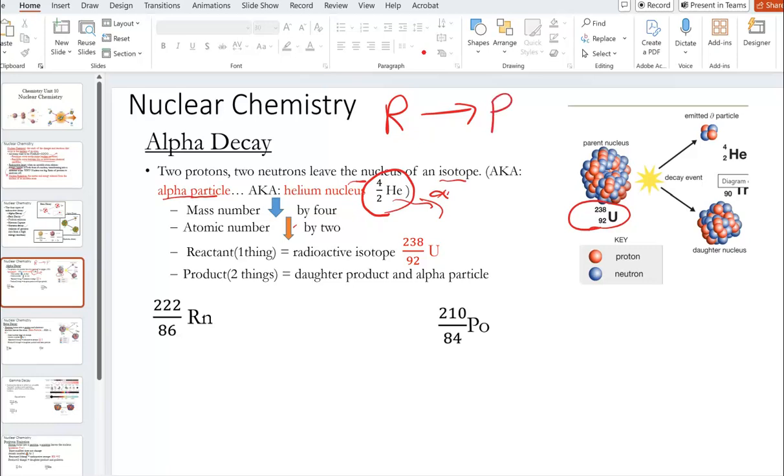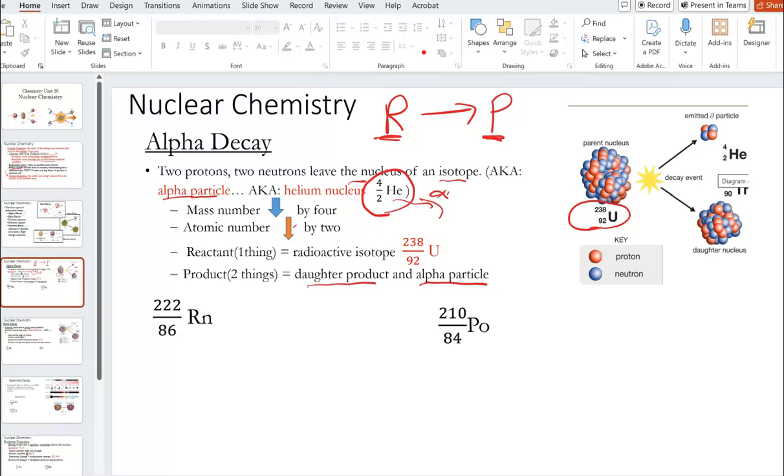Same thing with these nuclear equations. We have reactants and we have products. In alpha decay, we have one single reactant and it breaks down into 2 products. It breaks down into a daughter product and an alpha particle. So here it says reactant, you have one thing. It's our radioactive parent isotope. And then the product is going to produce a more stable daughter product and an alpha particle. So I'm going to show you how I like to do these equations. I think it's just easiest.